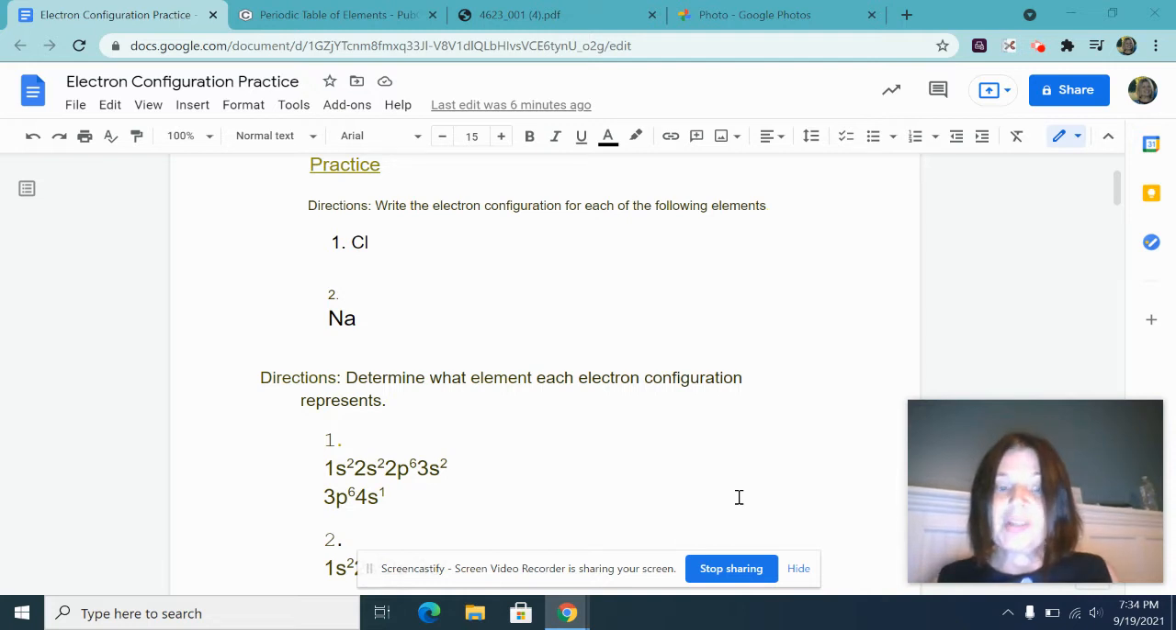So I'm going to do two examples with you and then show you, if you're given the configuration, some ways to be able to get the answers for those, in the hopes that it will help you be successful with your test this week.